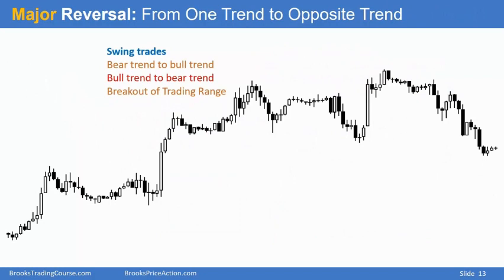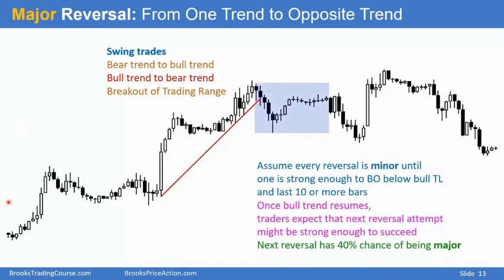Let me talk about the opposite. Let me talk about a bull trend reversing possibly into a bear trend. When the market's in a bull trend, traders assume that every reversal attempt will be minor, which means either you get a trading range or a bull flag and the bull trend will resume.